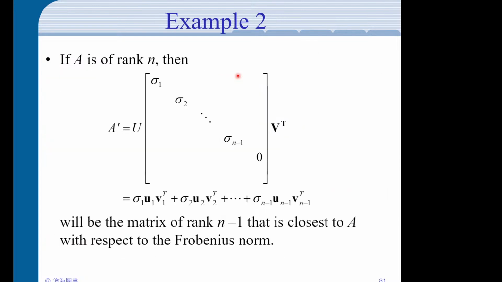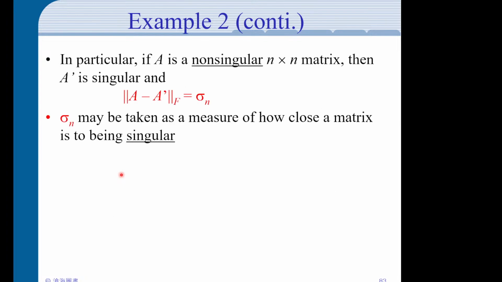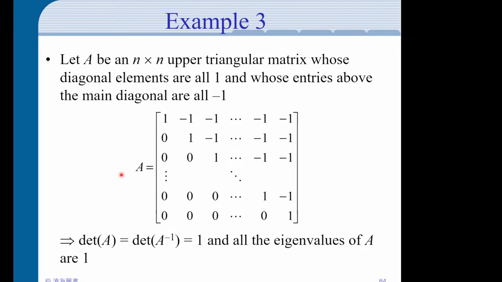And so there is an approximation. Say you have a rank N matrix and you want to find a rank N minus 1 approximation, then you can get rid of the smallest singular value, and it will be a pretty good approximation, etc. Okay, any questions so far? And I think I want to talk about the next example.